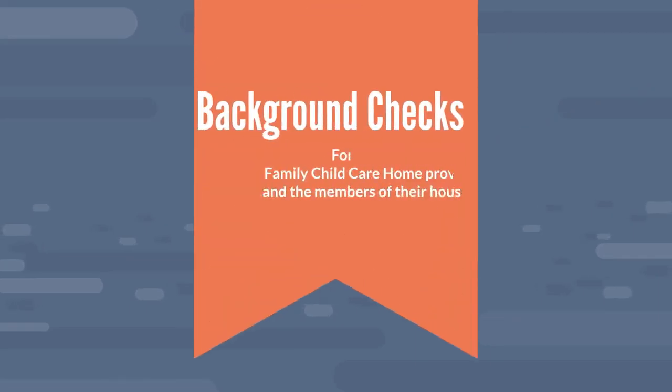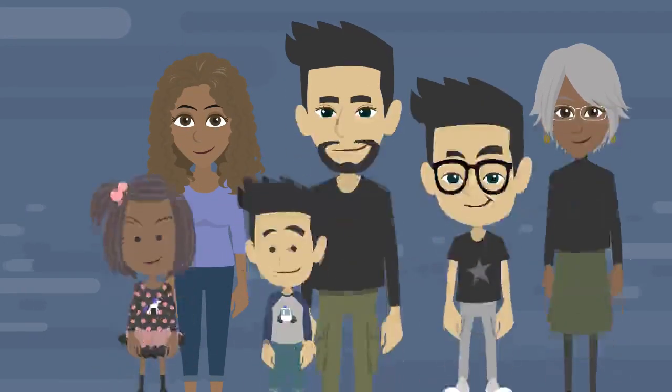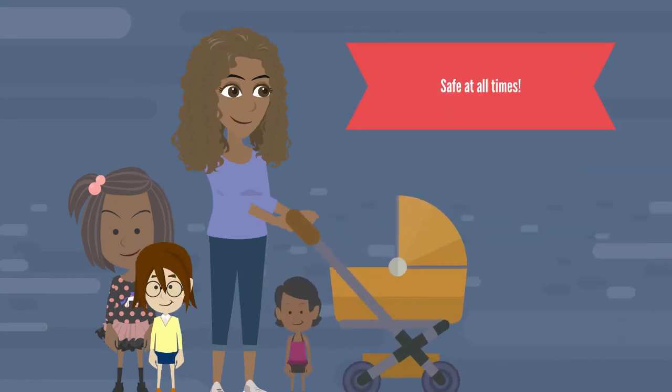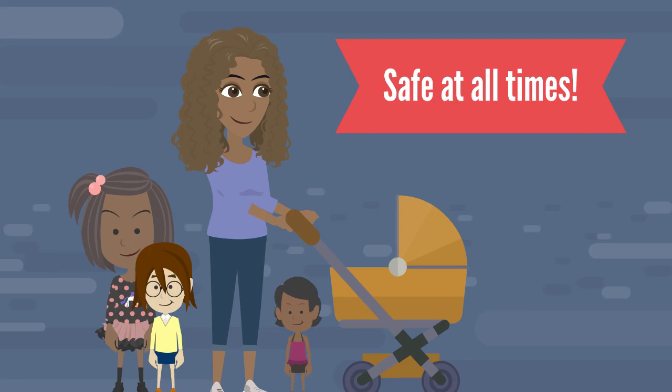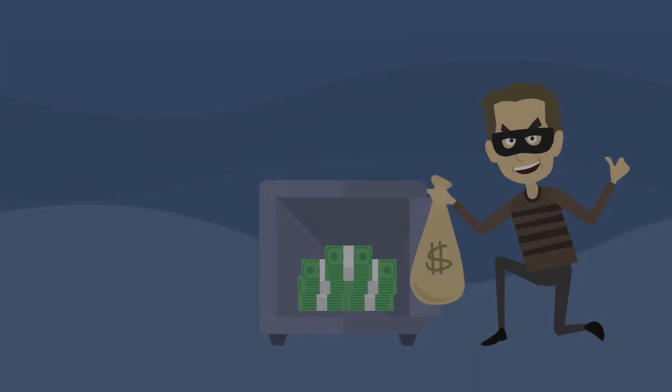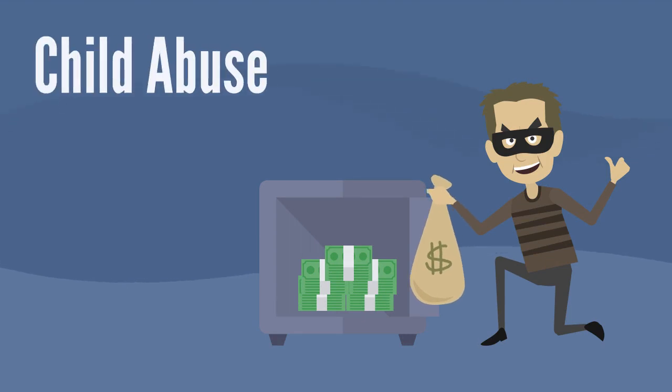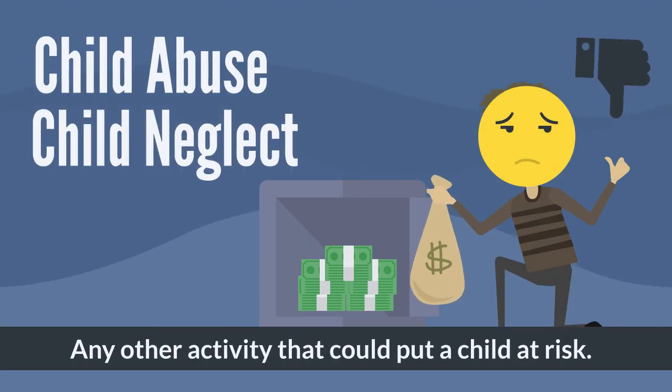If you are interested in applying for a family child care home license in the state of Colorado, you and the other members of your household will be required to pass several background checks. Children who are in family child care homes deserve to be safe at all times, so background checks are used to make sure that potential providers don't have a history of child abuse, child neglect, or any other activity that could put a child at risk.